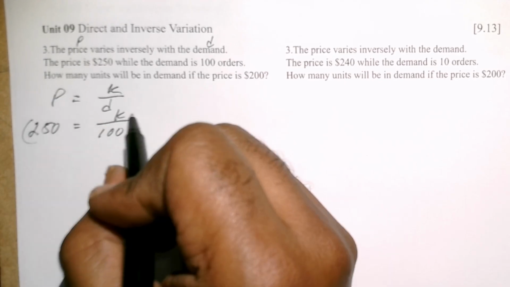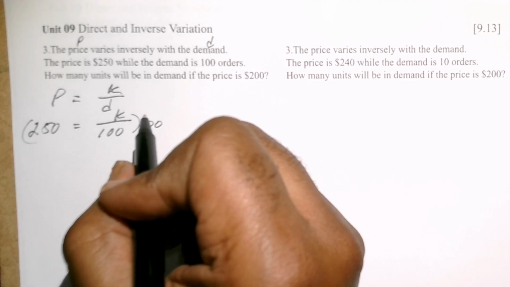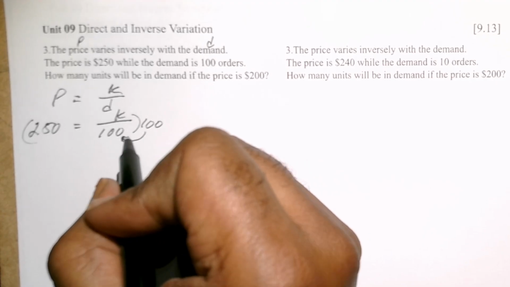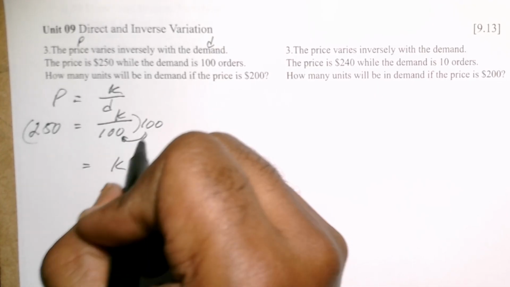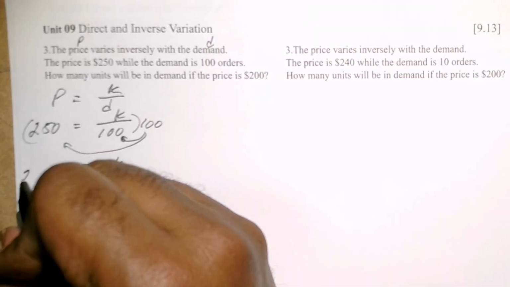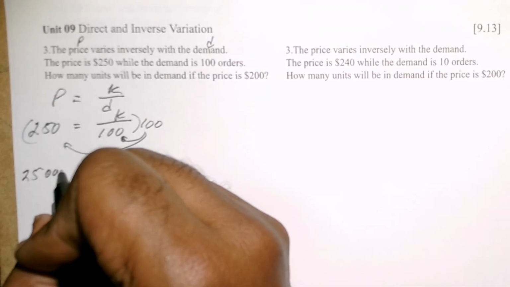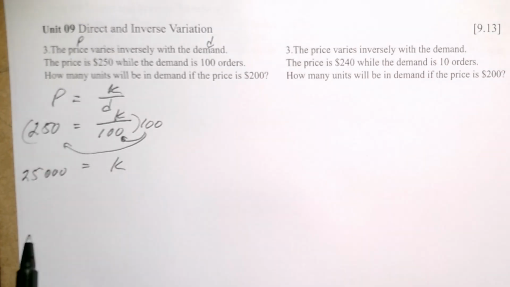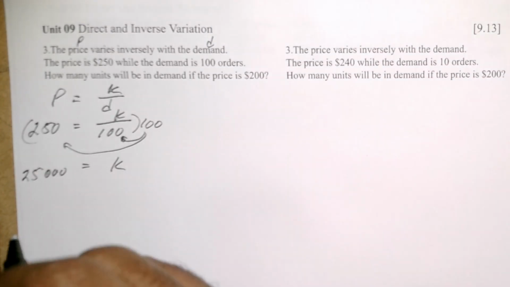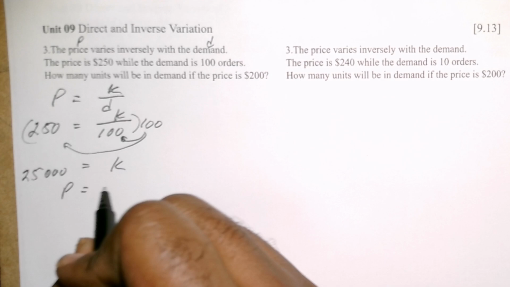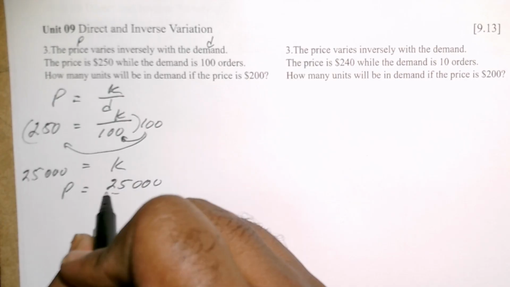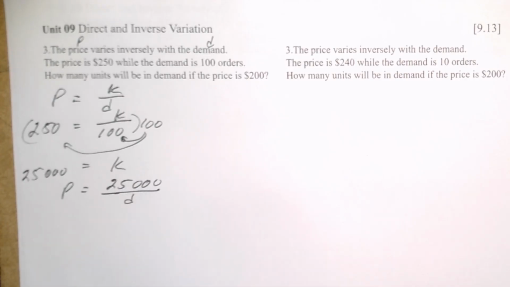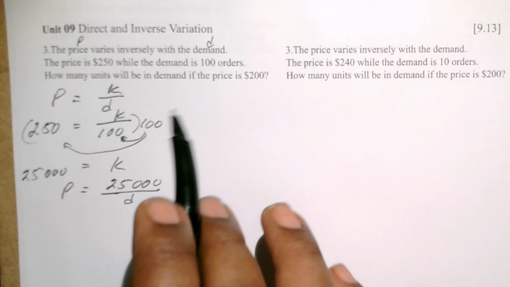So this will be a distribution. 100 times this quantity here will give me 1K, and 100 times this second quantity will give me 25 with 3 zeros. Okay, 25,000. So now I can conclude that P equals the constant 25,000 all over D, for this particular situation.